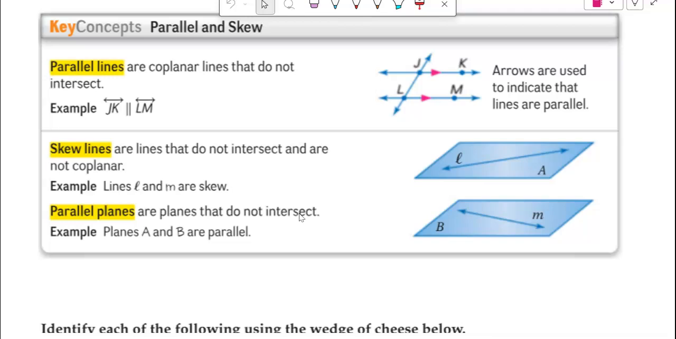Does it matter if I tilt at an angle? Can they still be parallel that way as well? Yes. Can they be parallel this way? Yes. So what's the key to that definition? They do not what? Intersect.